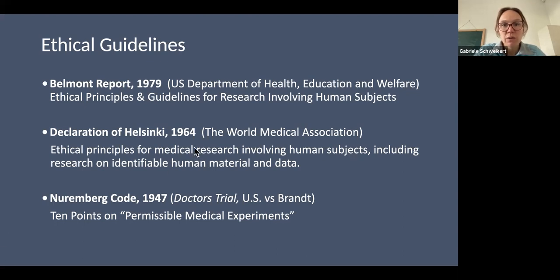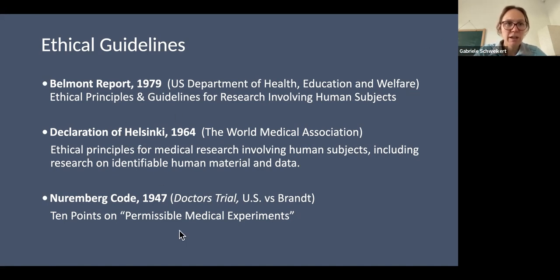I think it's also important because increasingly algorithms will support doctors in making their decisions. And while these guidelines have been developed for doctors, it is now also technicians and engineers and computer scientists who are programming algorithms who have a huge impact on the health of individuals and the health of populations. So I think we need to understand where these guidelines are coming from.